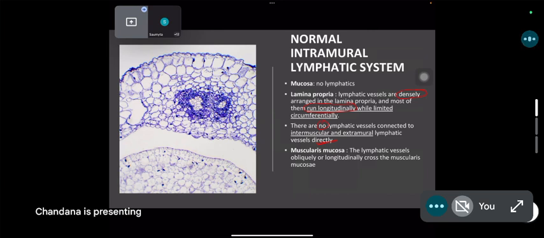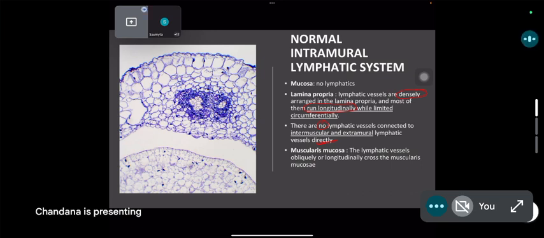So we'll come to lymphatic drainage. Basically, the mucosa has no lymphatics, and the lamina propria has densely arranged lymphatics which run longitudinally with limited circumferential spread. Lymphatic spread in the lamina propria is longitudinal, and there are no lymphatic vessels communicating directly with intramuscular or extramuscular lymphatic vessels. So whatever lymphatics are there in the lamina propria, first go to the submucosa, and only then go wherever they want.